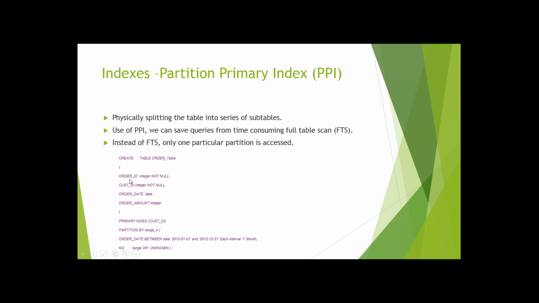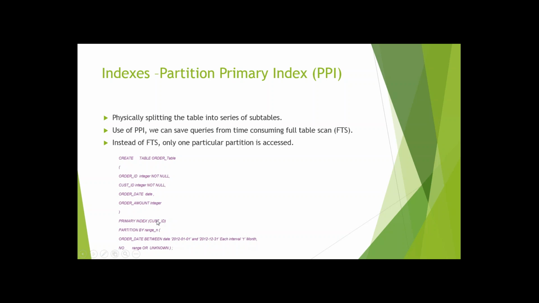In the order table, order ID, we have cust ID. Cust ID is the primary index. We have order date, and we have partitioning based on the order date. So using cust ID, the data is going to be distributed. But inside the cust ID, we're actually partitioning by order date. And we're going to give that we're partitioning between this date and this date, for each interval 1 month.